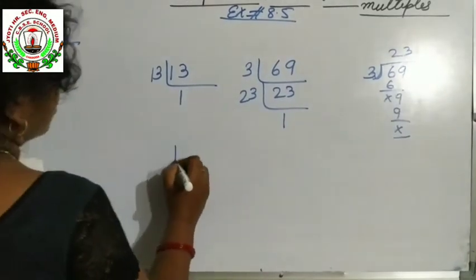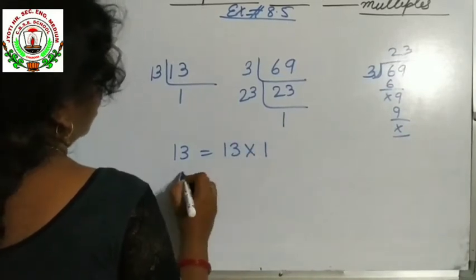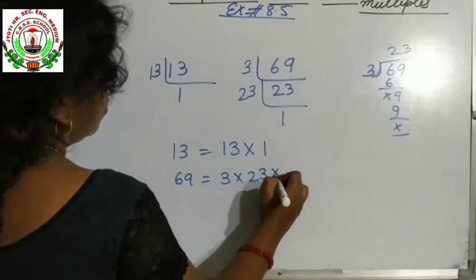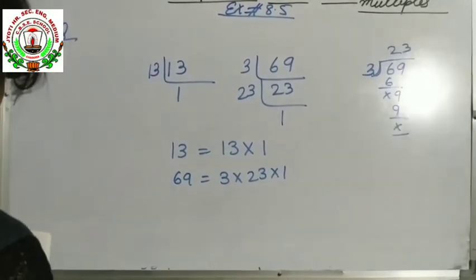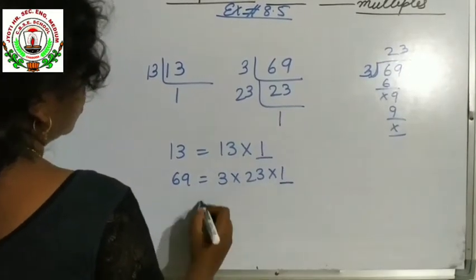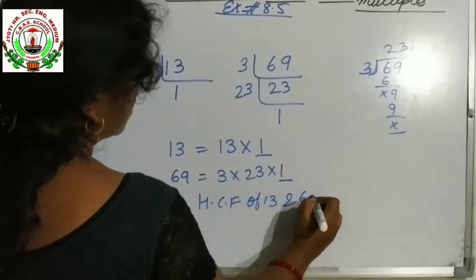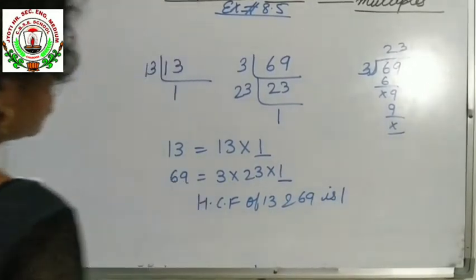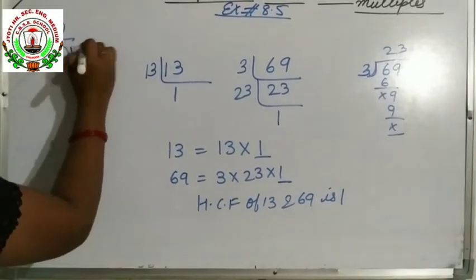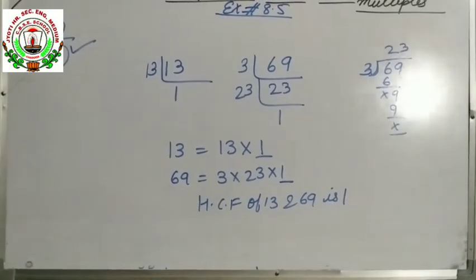So what are the prime factors of 13? It is 13 into 1. And 69 is 3 into 23 into 1. Now you will see which is common. No number is common, only 1 you are seeing here. So the HCF of 13 and 69 is 1. So which is your correct answer? Your correct answer is option D. So you will put a tick mark in D. Understood?